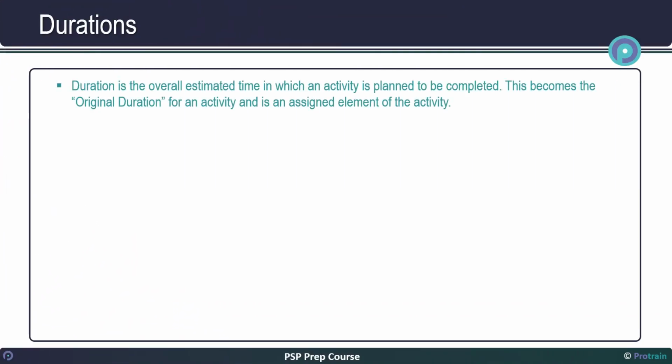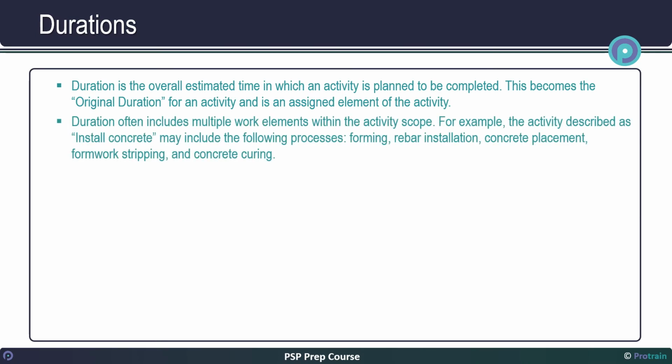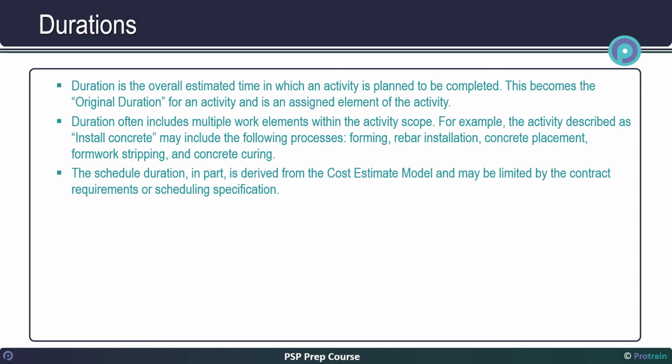Duration is the overall estimated time in which an activity is planned to be completed. This becomes the original duration for the activity and is an assigned element of the activity. Duration often includes multiple work elements within the activity scope. For example, the activity described as install concrete may include the following processes: forming, rebar installation, concrete placement, formwork stripping, and concrete curing. The schedule duration, in part, is derived from the cost estimate model and may be limited by the contract requirements or scheduling specifications.